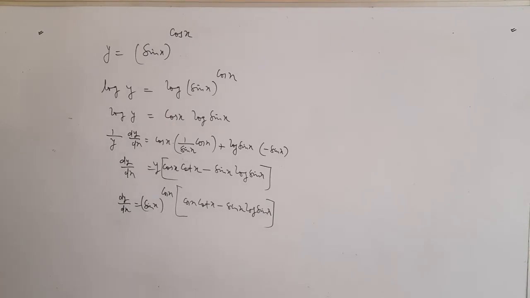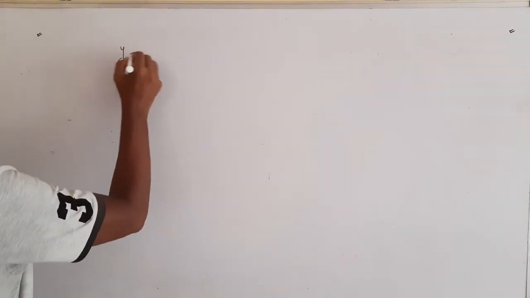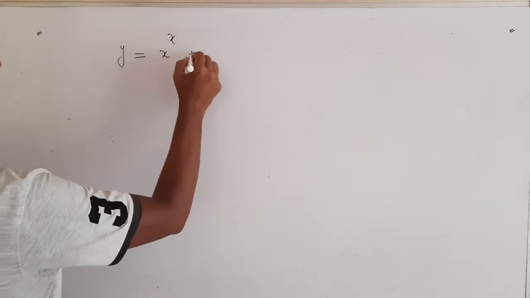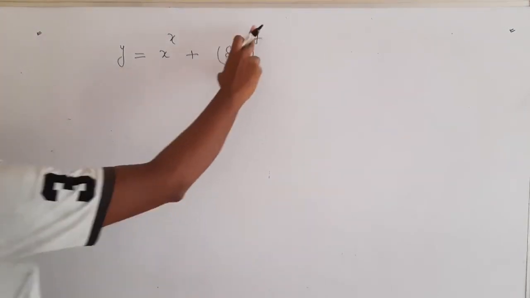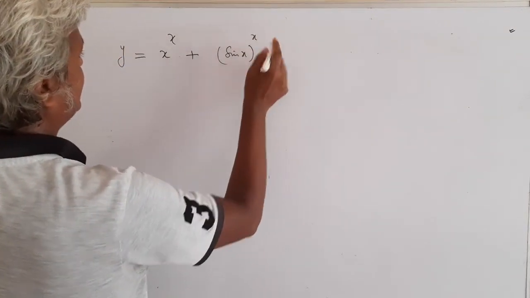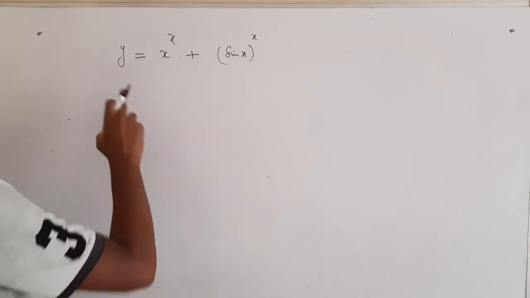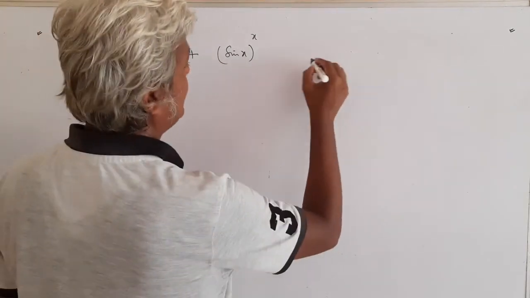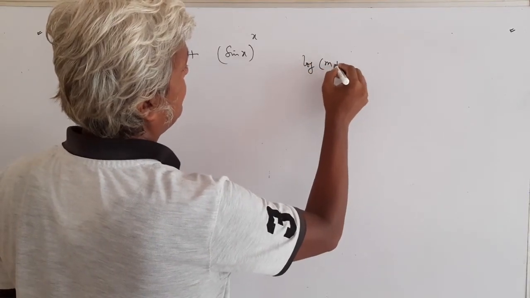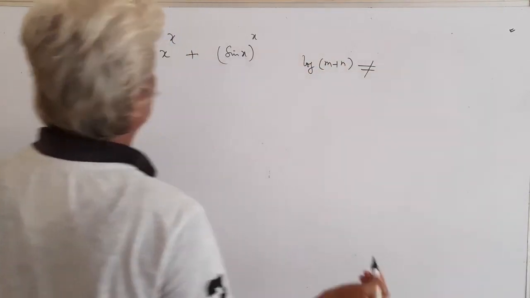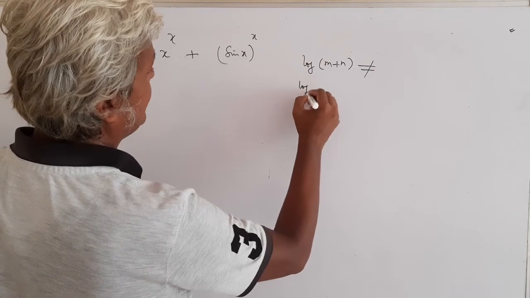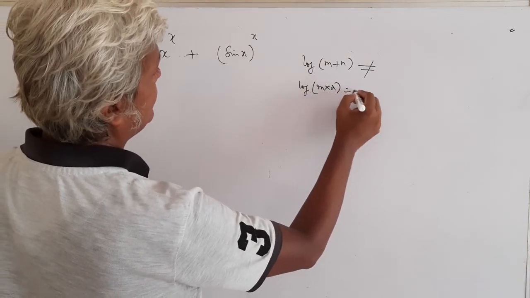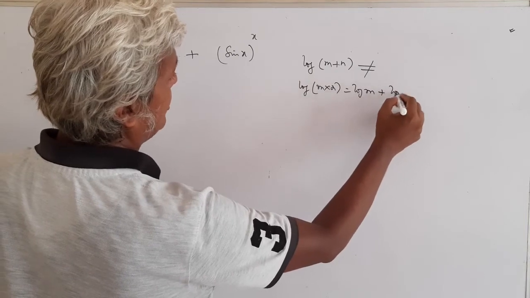Now I take another example where this log cannot be taken directly. Suppose I have a function y is x to the power x plus sin x to the power x. You know that for log of m plus n, there is no such formula. It means you cannot take the log directly here. You can take it for products, because we have formulas like log of m into n is log m plus log n.